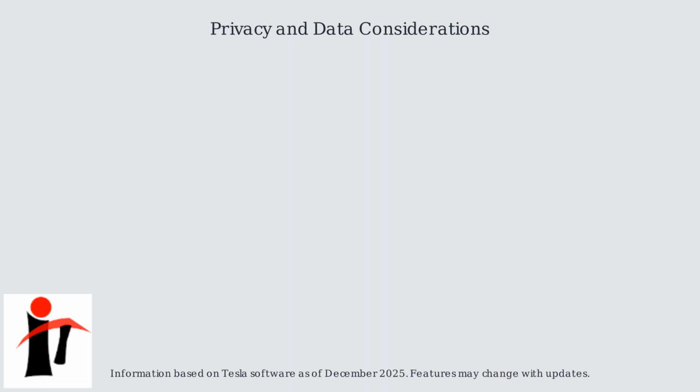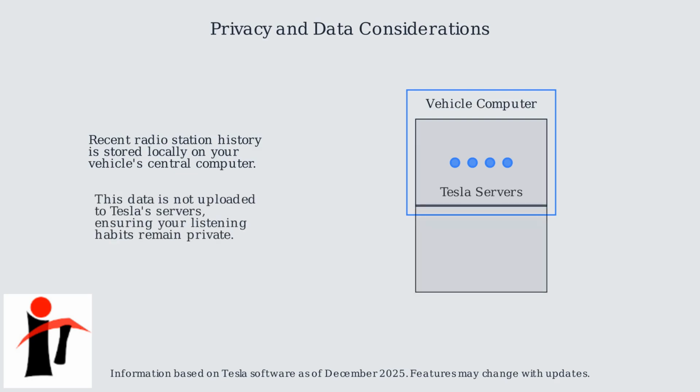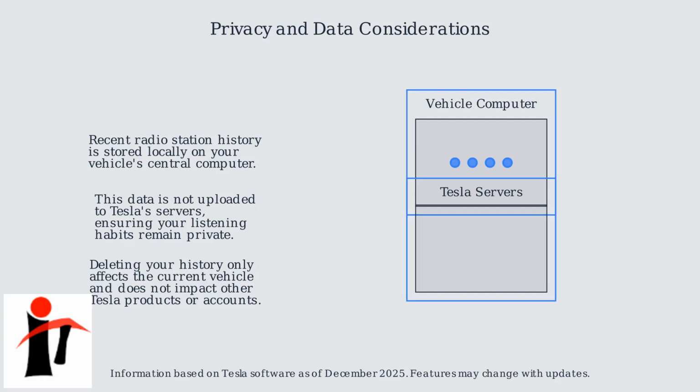It's important to know that your recent radio station history is stored locally on your vehicle's central computer and is not uploaded to Tesla's servers. This ensures your listening habits remain private. Deleting your history only affects the current vehicle and does not impact other Tesla products or accounts you may have.